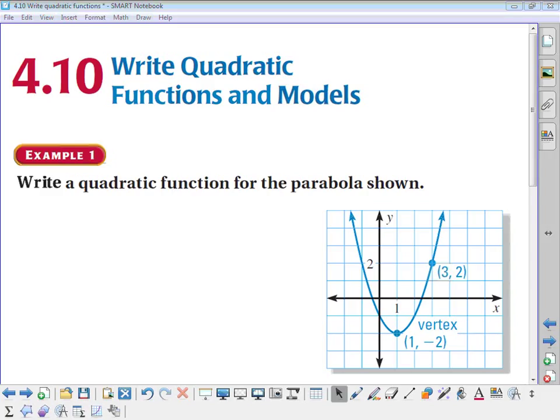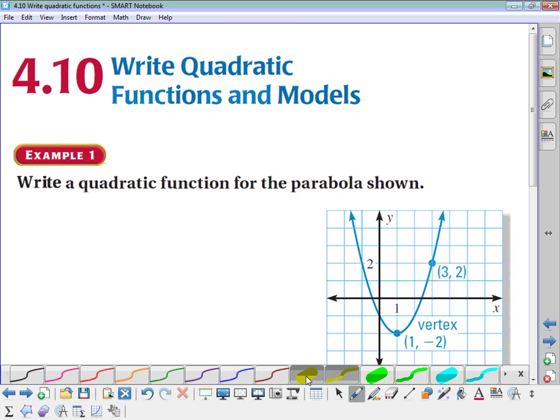All right, so far we've been graphing quadratic functions given an equation. Now we're going to start going the other way around. We're going to have a graph or some given information about the quadratic function, and we're going to write an equation from that information. So let's take a look at our first example here. We're going to write the quadratic function for the parabola that's shown.